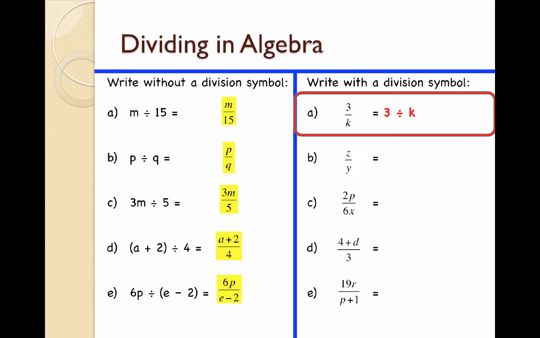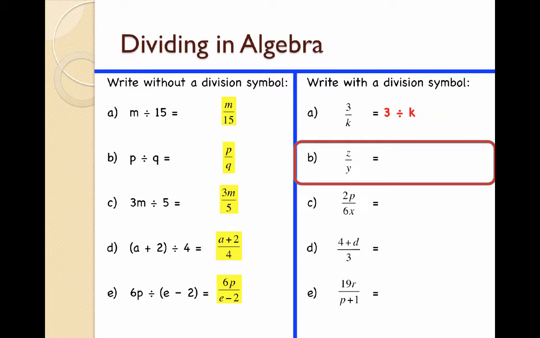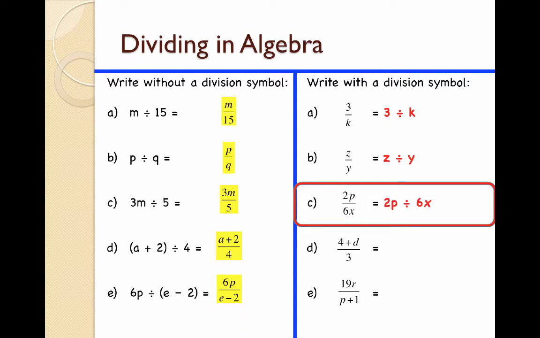Okay, I hope you paused it. Let's go through the next 4. z over y is the same as z divided by y. 2p over 6x is 2p divided by 6x. I could have put the times symbols between the 2 and the p and the 6 and the x, but for this particular question, all I'm trying to do is put the divided by symbols in.